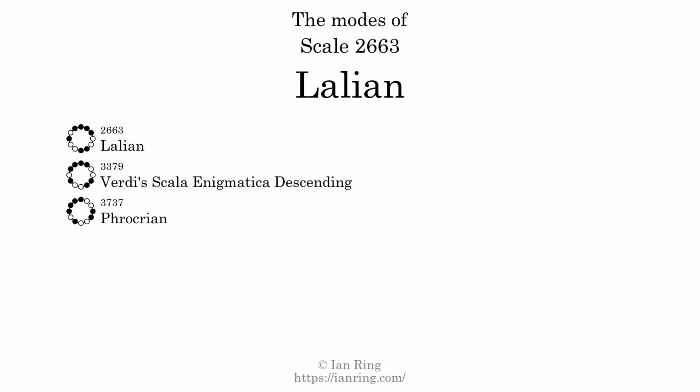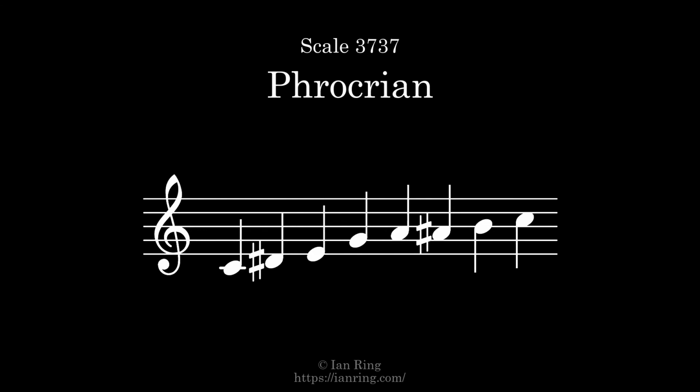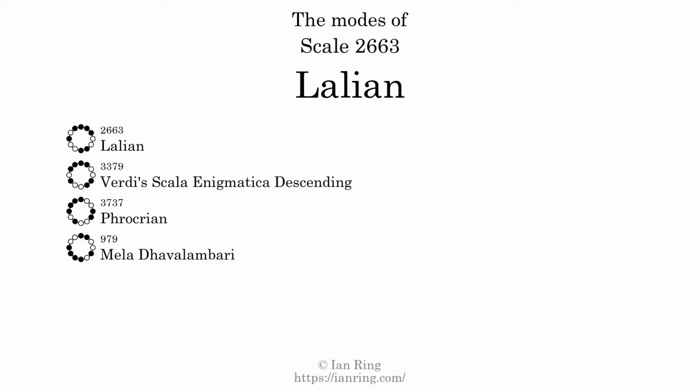The third mode is scale 3737, also known as Frocrian. It sounds like this. The fourth mode is scale 979, also known as Melodavallambari. It sounds like this.